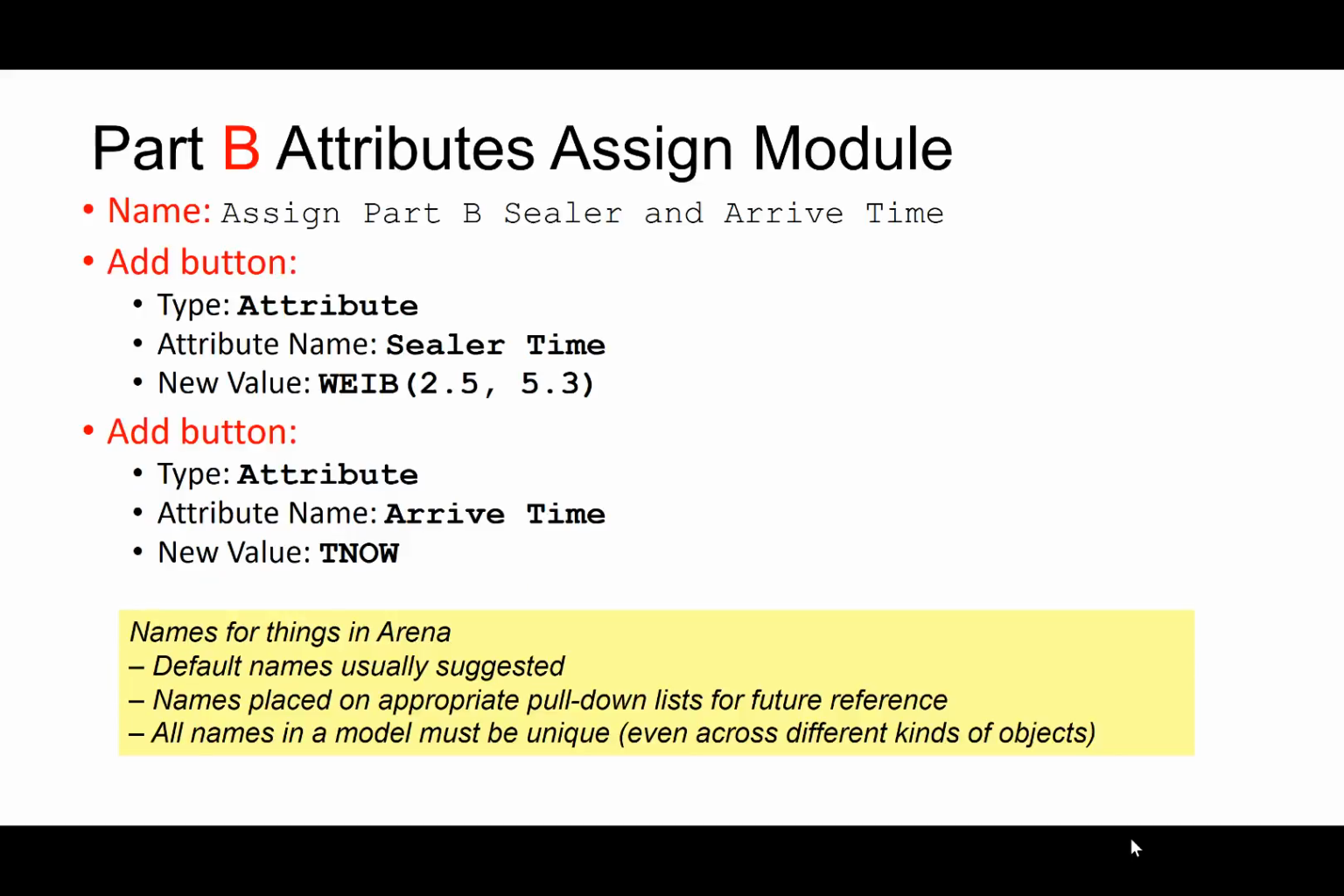Part B arrive time module will assign Part B sealer and arrive time. We'll have the attribute name and new value listed below, and also the attribute name and new value for the time now as well.